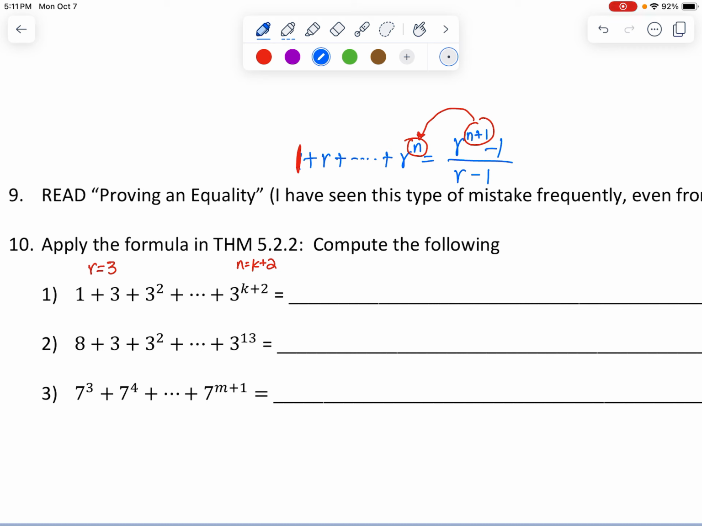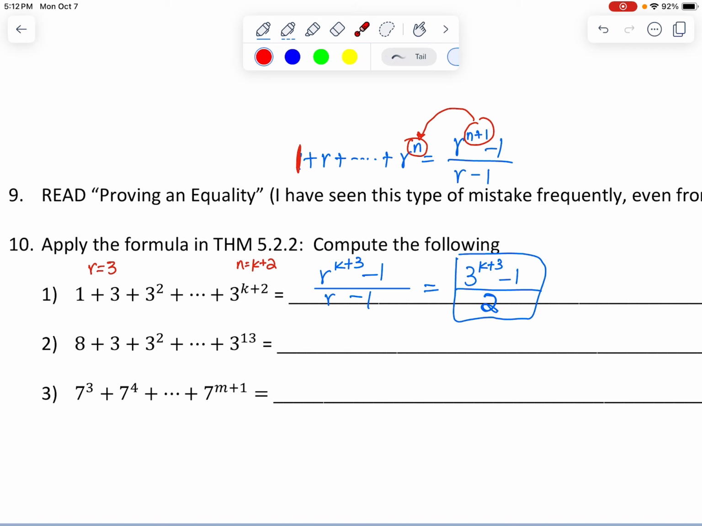According to this formula, the right hand side will be r to the n plus 1, which means 1 more than the k plus 2, right? Which is k plus 3, minus 1, over r minus 1. And my r is 3, so 3 to the k plus 3 minus 1 divided by 3 minus 1, which is 2. So that's my result.